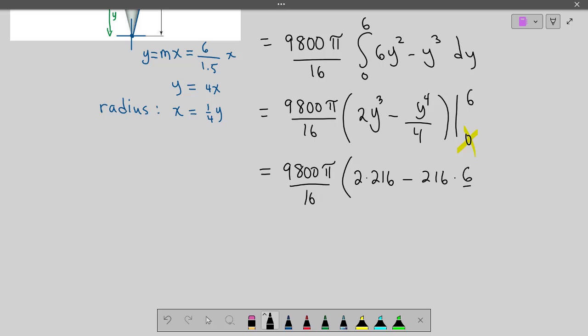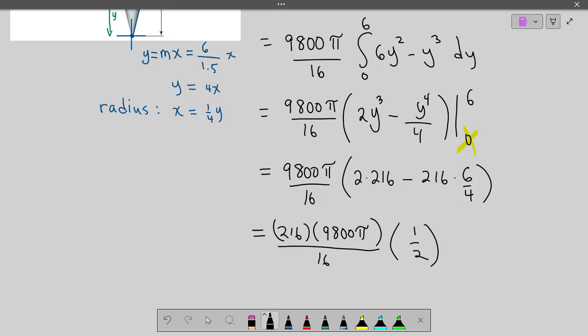So we're dealing with this scenario right now. Nice. And then the 216 can come to the front. Just might make our math a little easier if we do that factoring. All that's divided by 16. So when we factor out that 216, we're left with 2 minus 3/2. 2 minus 1.5 is 1/2. We have that.